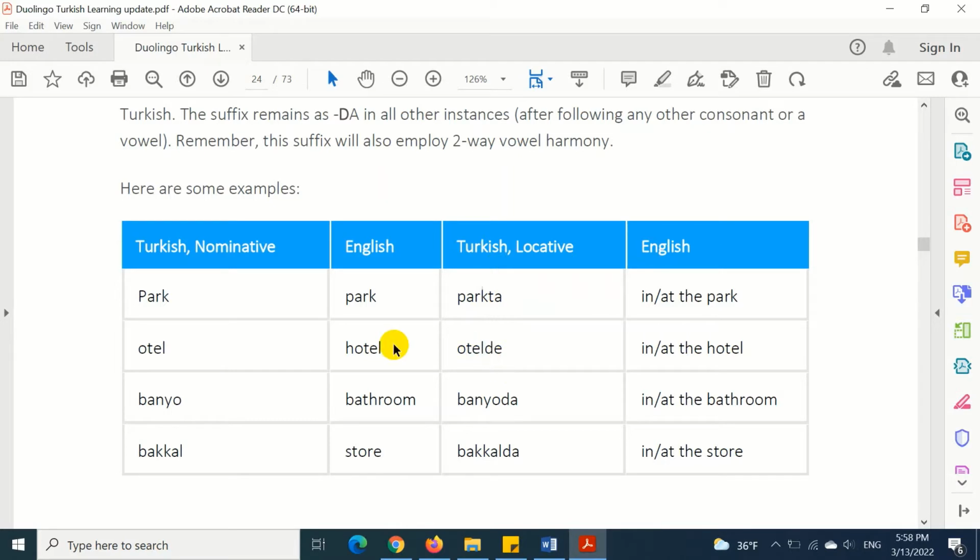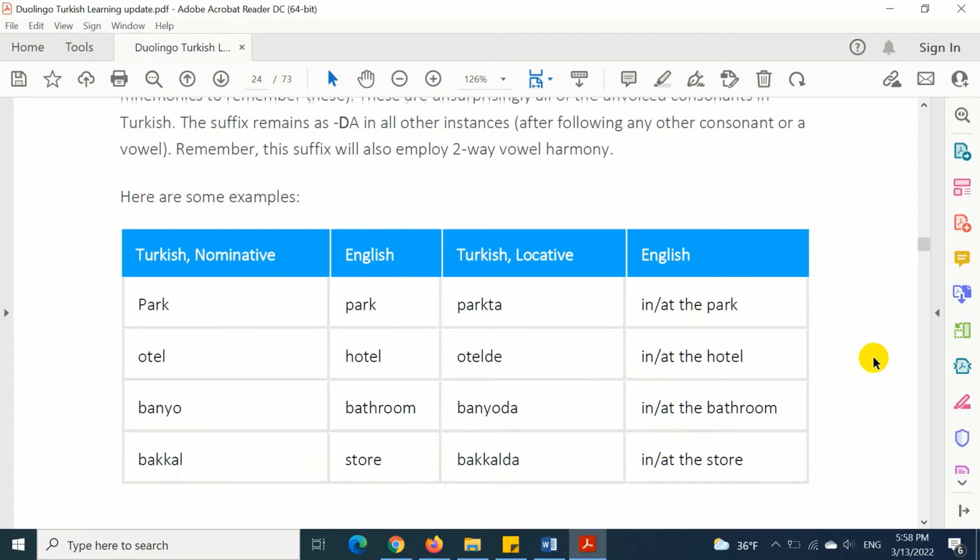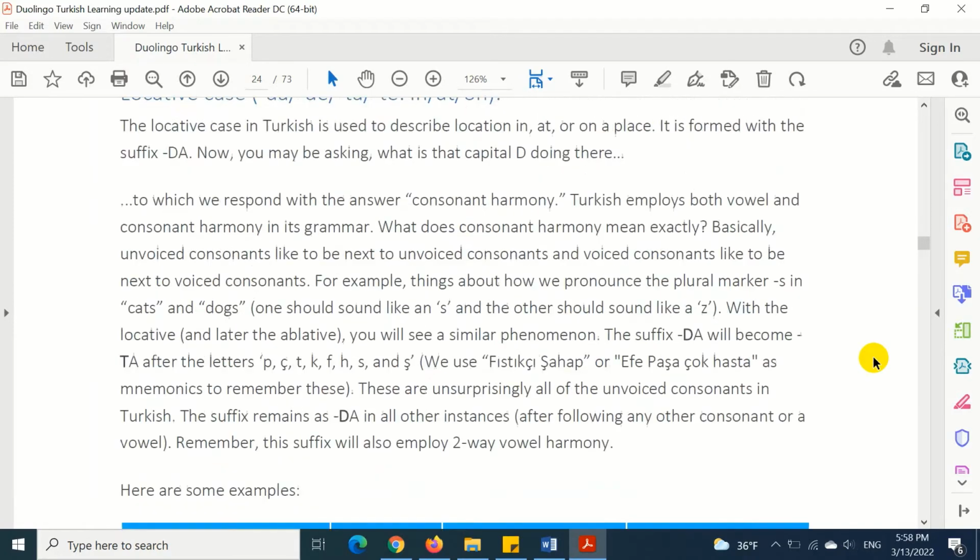Or here, otel means hotel. Otelde, why? Da is changed to de because the last vowel letter is e. So ince should be considered here. Bakkal, store, bakkalda. Because here we have a sound, at the store. So it was as simple as that.